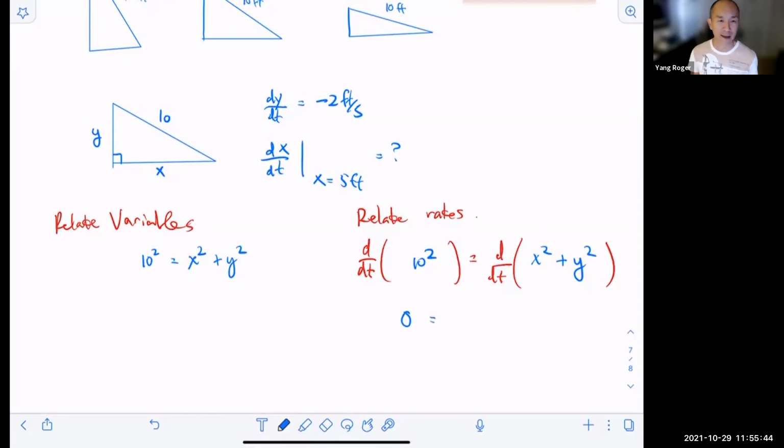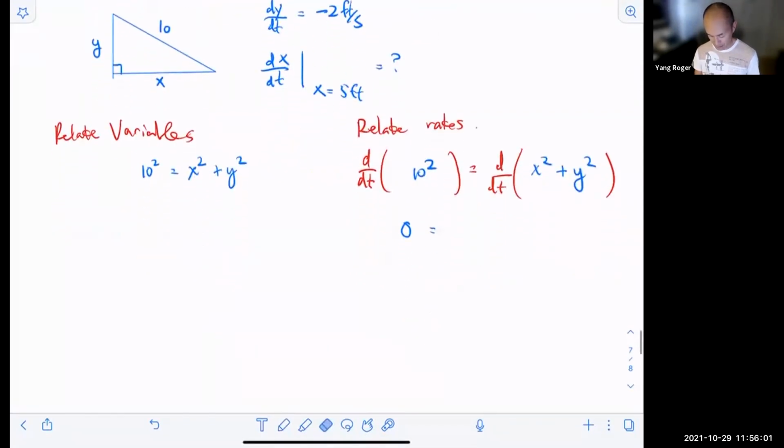All those really lame quiz questions where I put pi squared, and then you guys say, oh, the derivative of that is 2 pi. And I'm like, no, it's not. Just because something looks like an exponent, you have to think of whether it's constant or not. So this is constant. Derivative of any constant, 0. The derivative of the right-hand side, we have to use the chain rule or implicit differentiation. It's 2x times dx dt plus 2y times dy dt.